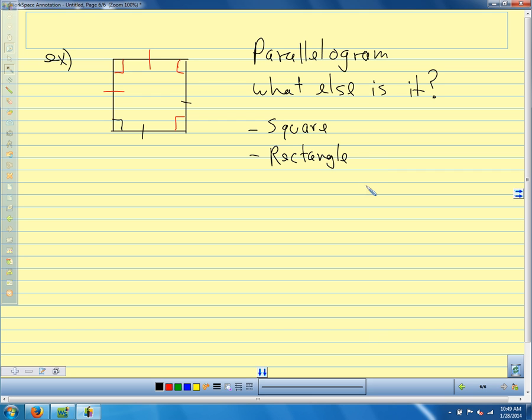If it's a square, it is also a rhombus, yes, because all four sides are the same. It's a parallelogram with all four sides congruent, so it is also a rhombus. So from knowing that two sides are congruent, one angle is 90 degrees, and it's a parallelogram, we're able to figure out it's a square, a rectangle, and a rhombus. So this shape is all of those things.